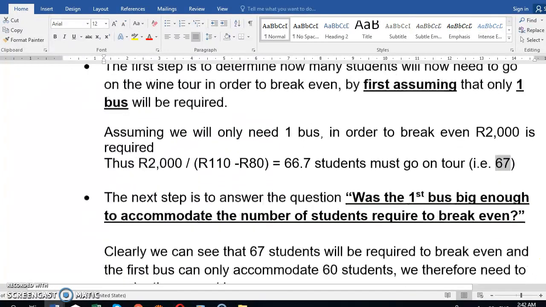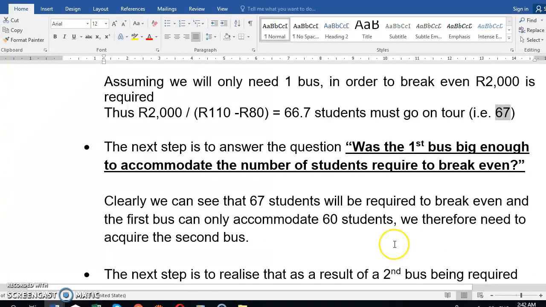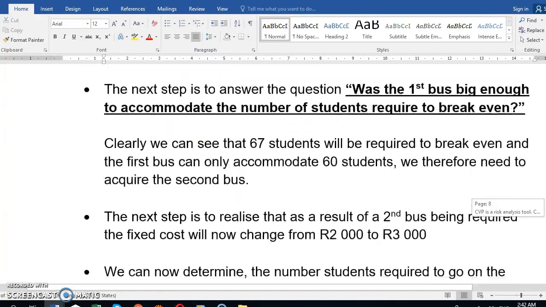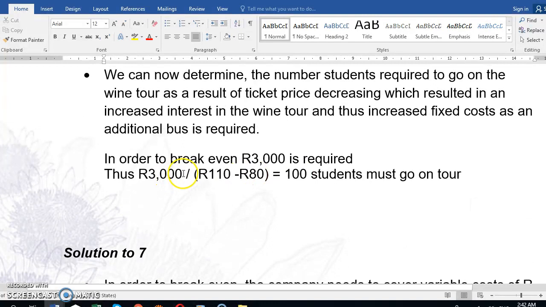so therefore we clearly need a second bus, and if we get a second bus, this 2,000 will increase. It will go to 3,000. So now we can apply the same formula, only the difference is that the fixed cost becomes 3,000. So we simply say break even is equal to the new fixed cost, because we need the second bus, of 3,000 divided by the contribution margin per unit, which is 110 minus 80, i.e. 30 rand, and therefore 100 students need to go on the tour, and guess what, they will nicely fit into 60 in the first bus and 40 in the second bus. Alright, so that is number 6.